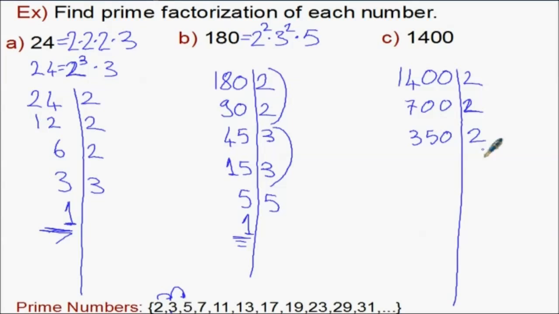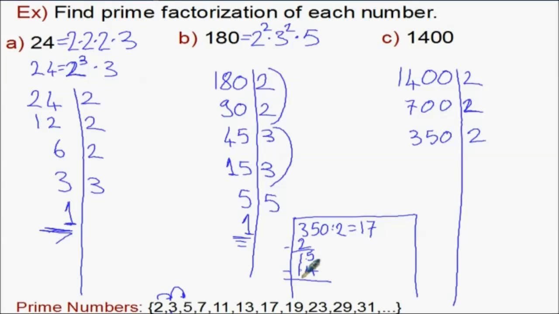Let's do that operation somewhere else. 350 divided by 2. In 3 there is only 1 times 2. 3 minus 2 makes 1. Move 5 here. In 15, how many 2 are there? 7 times 2 makes 14. 15 minus 14 will be 1. Move 0 here. In 10, how many 2? 5. 5 times 2 will be 10. So you don't need to continue more. 175. Now, can I continue with 2? The last number is 5. So I cannot continue with 2.